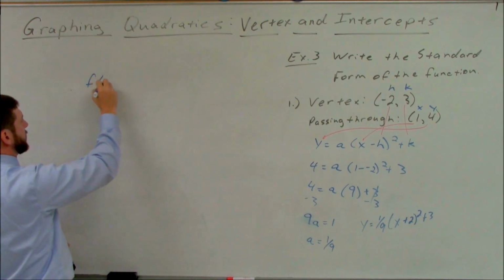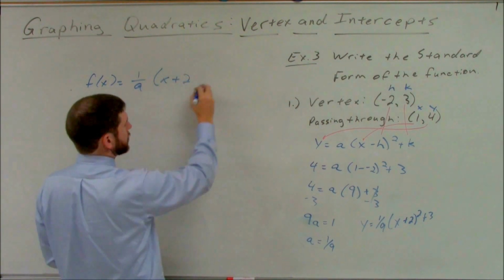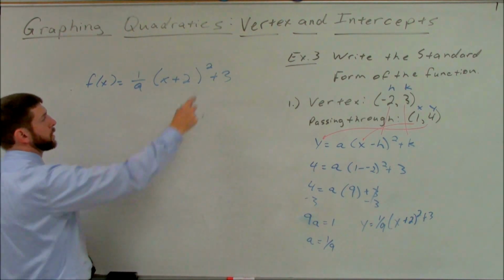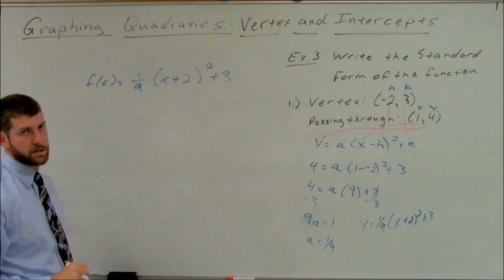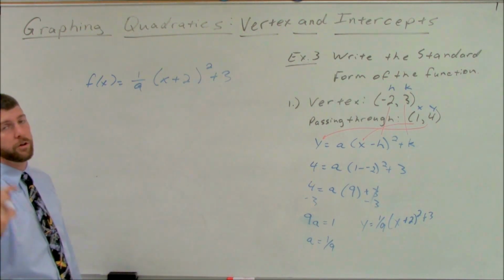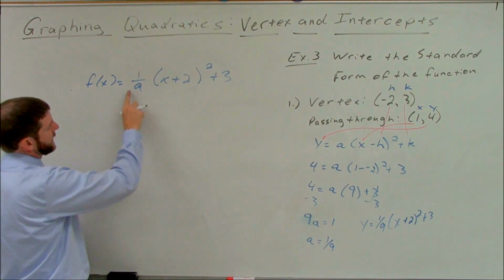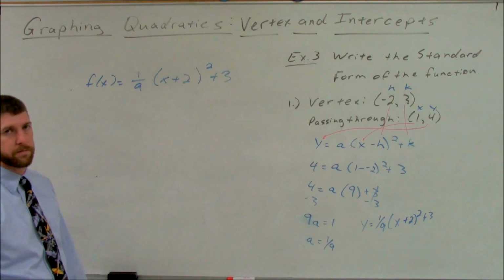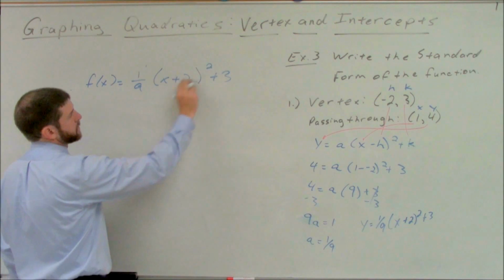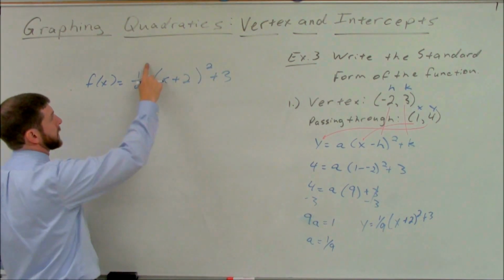So we have f of x equals 1/9 times x plus 2, quantity squared, plus 3, and I want to distribute that. Now remember, exponents do not distribute across addition or subtraction. Exponents are shorthand for multiplication and division, so that's why they can distribute across multiplication and division. Second thing we're going to notice, I can't distribute this 1/9 to the x plus 2 because 1/9 has an exponent of 1, while the x plus 2 has an exponent of 2. They don't have the same base, they don't have the same exponent, they can't distribute.